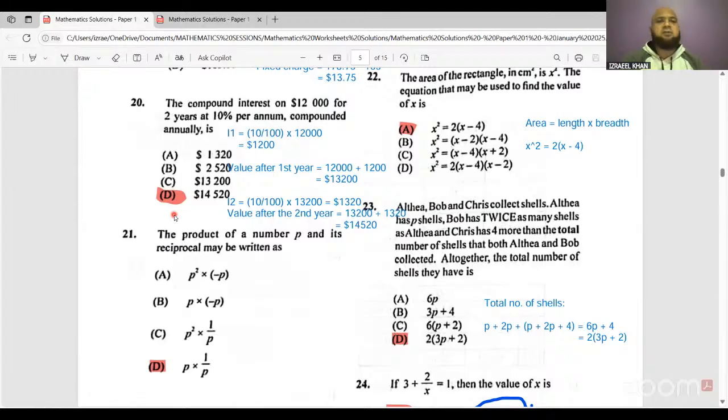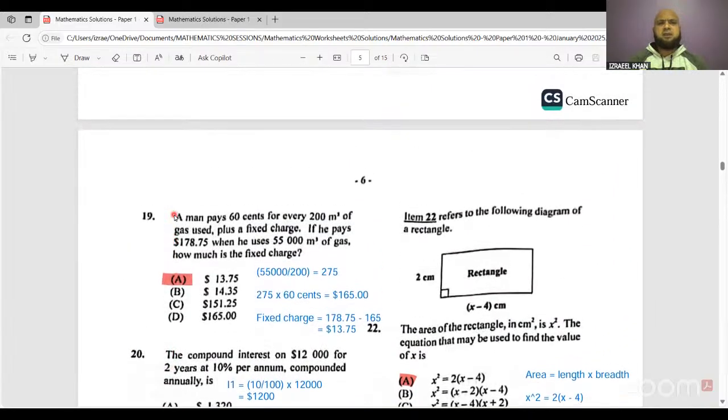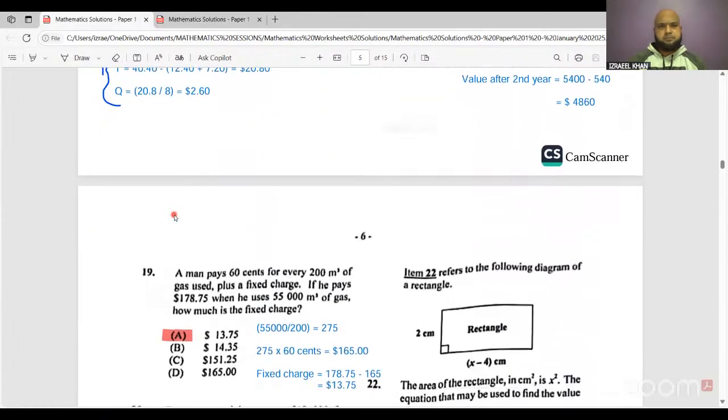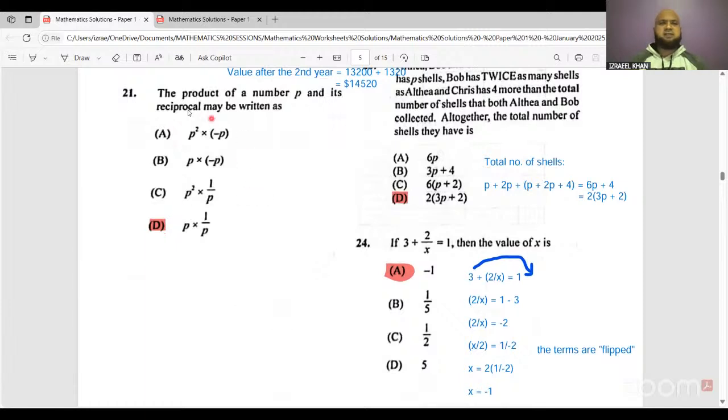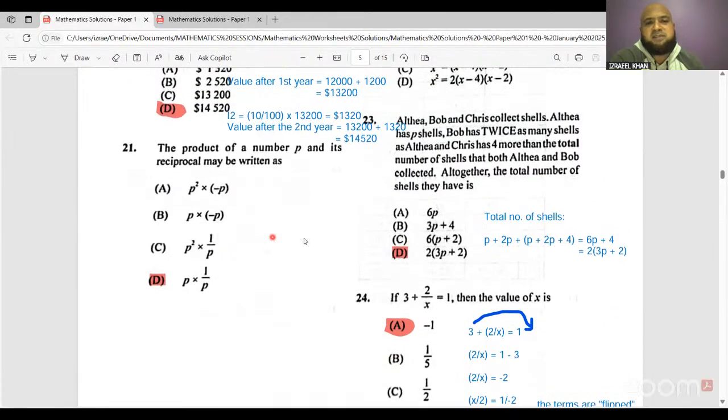And at this point, we've finished 1/3 of the paper, and you can see we completed the consumer arithmetic section, which was a little hefty for some. Now we're moving into the algebra side of things. All right, product of a number P and its reciprocal may be written as, well, product, as you know, means multiply, and the reciprocal of P is 1 on P. So the product of P by its reciprocal is P by 1 on P. Okay, that's pretty basic there.